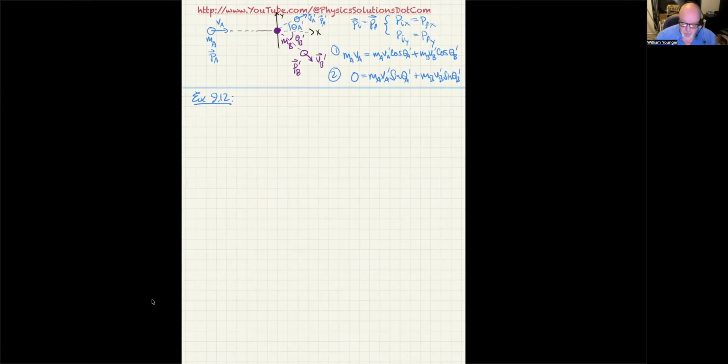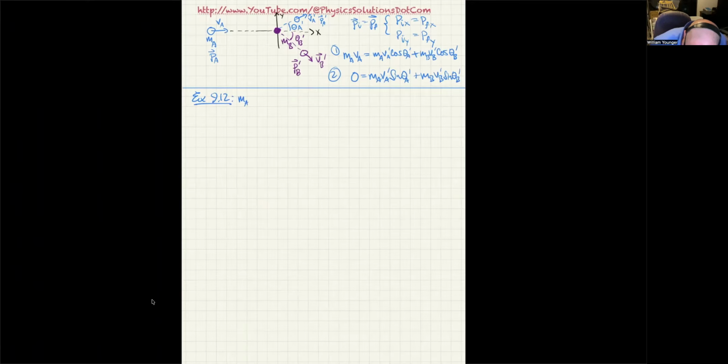Example 9.12 says: billiard ball collision in two dimensions. Billiard ball A, moving with speed VA equals 3.0 meters per second in the positive x direction, strikes an equal mass ball B initially at rest. The two balls are observed to move off at a 45-degree angle to the x-axis, ball A above the x-axis and ball B below the x-axis. What are the speeds of the two balls after the collision?